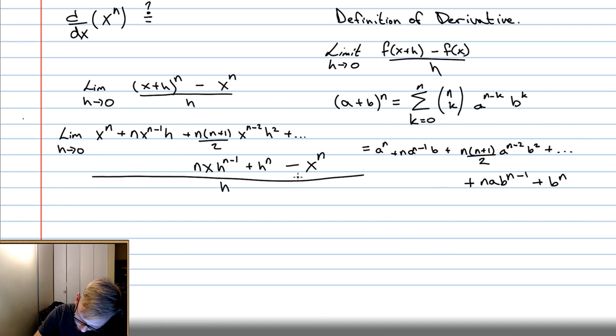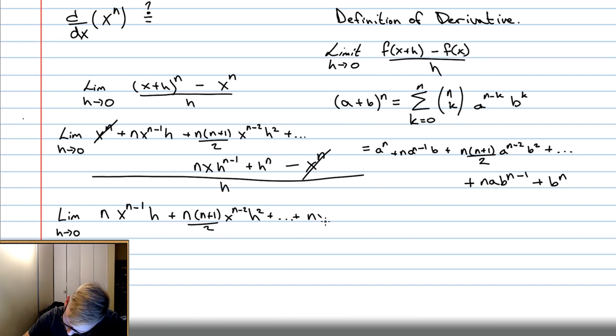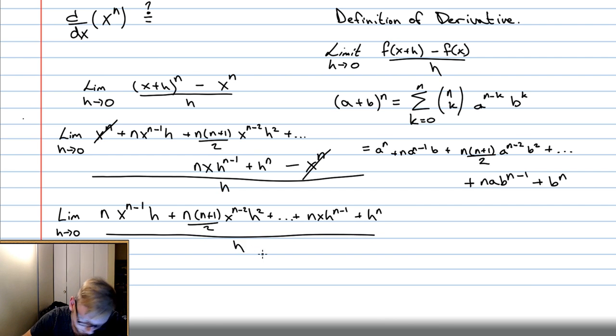Now, this x to the n and this x to the n can cancel out, because here's a 1 and a minus 1, so we'll cancel that out. So then we're left with the limit as h goes to 0 of n x to the n minus 1 times h plus n times n minus 1 over 2 x to the n minus 2 h squared plus dot dot dot n x h to the n minus 1 plus h to the n, divided by h.